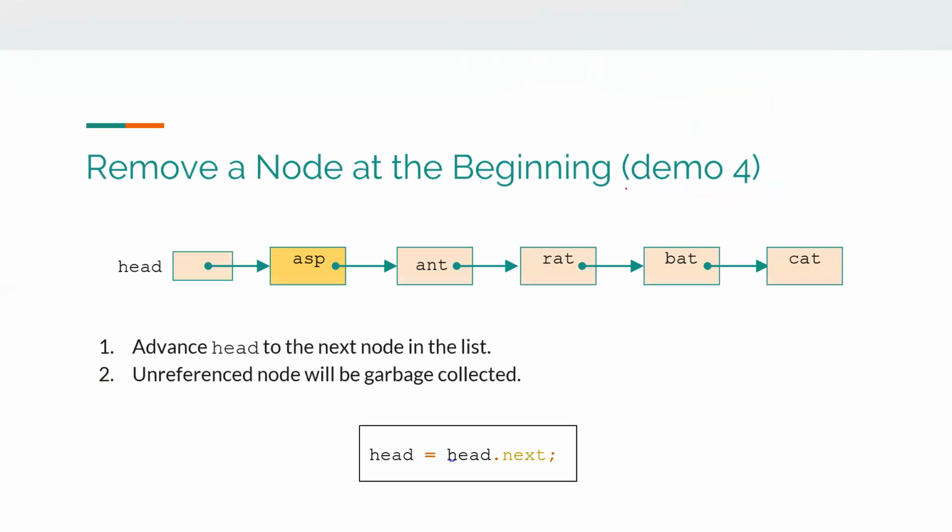But to remove a node at the beginning, it's quite simple. You would just advance head to the next node in the list, and then the unreferenced node will be garbage collected. That is one thing that happens with Java that's kind of nice. So if you advance head using head equals head.next, head is going to now refer to that node. You then have a node that has no references to it. That means no programming variable or anything can access that data anymore. And so it needs to be reclaimed so that it can be reused. There's another program that runs in the background that looks for these types of nodes, and when it sees them, it deallocates them so that something else can use them.